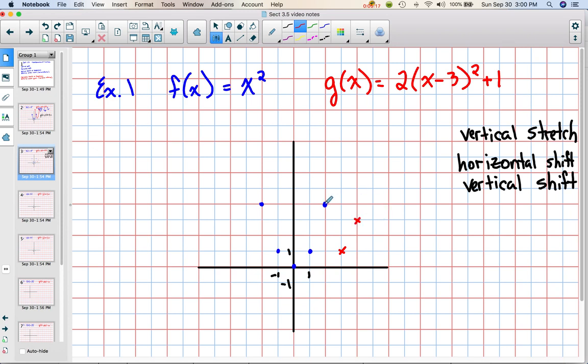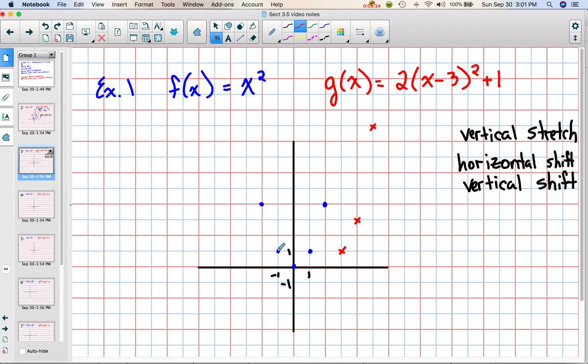Move to the next point. I'm at a height of 4. I'm going to double that, vertically stretch it by 2, so I'm going to be at an 8, and I'm going to go over 3 and up 1. And I'm here. Then I'm going to go to this point over here.